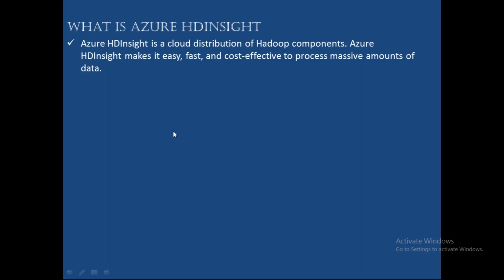What is the cluster which is available in Azure Databricks? Only Spark cluster. But in Azure HDInsight, we have many other types of clusters like Spark, Kafka, MapReduce, HBase, machine learning, and other types of clusters are available.